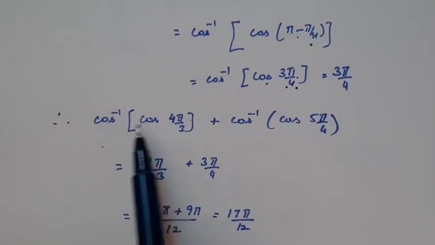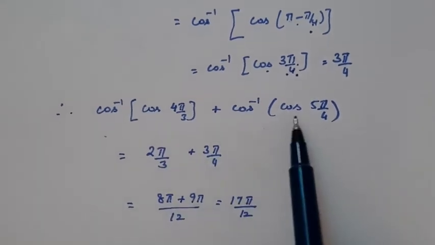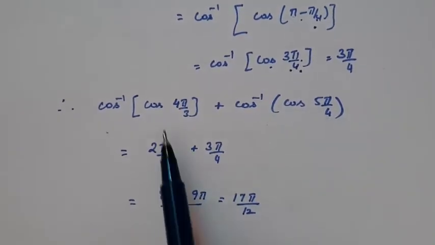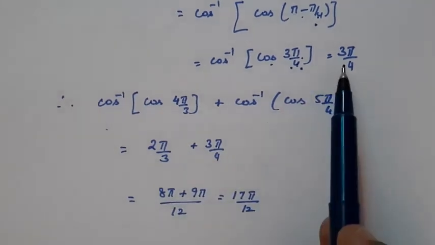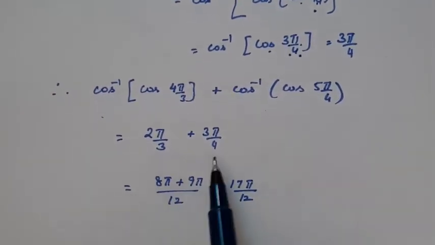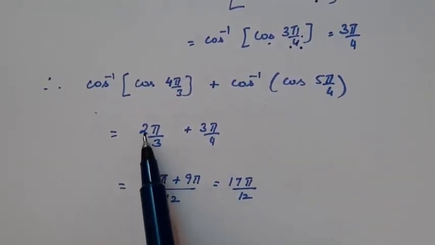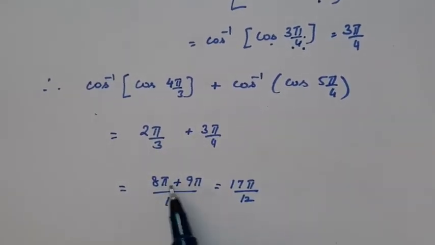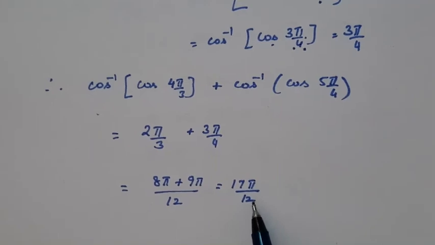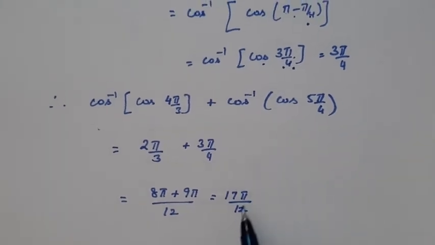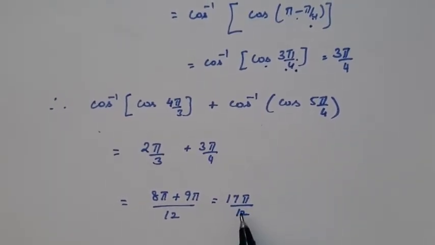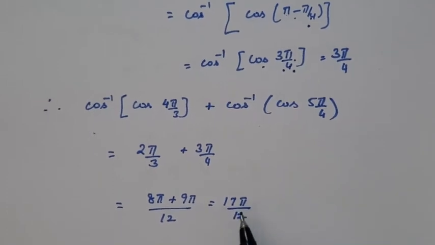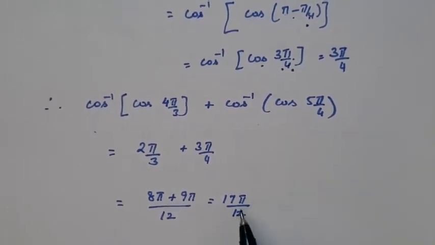Therefore, cos inverse of cos 4 pi by 3 plus cos inverse of cos 5 pi by 4 is equal to 2 pi by 3 plus 3 pi by 4. Summing up by taking the LCM, multiplying by 4 gives 8 pi, and multiplying by 3 gives 9 pi. So 8 pi plus 9 pi is 17 pi by 12. So this is the answer for this problem. But in your book, the answer is given as minus 7 pi by 12. That is wrong. So the correct answer is 17 pi by 12.